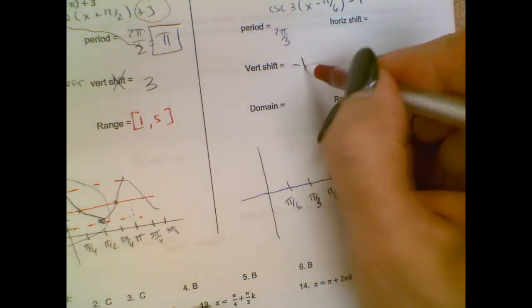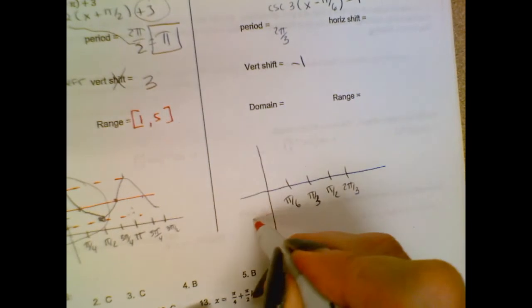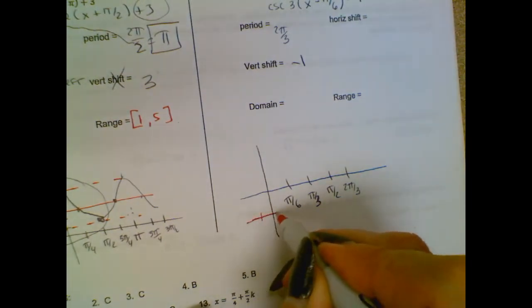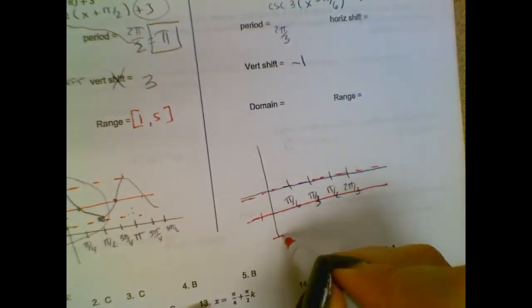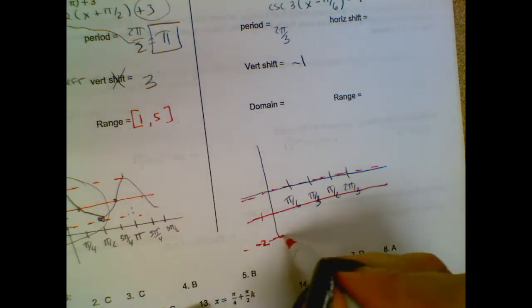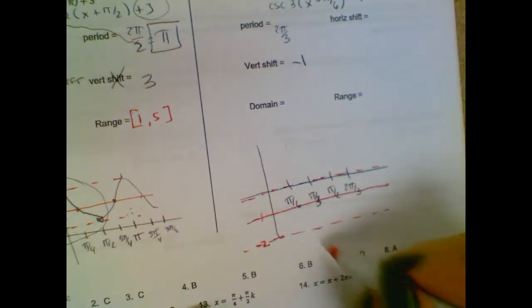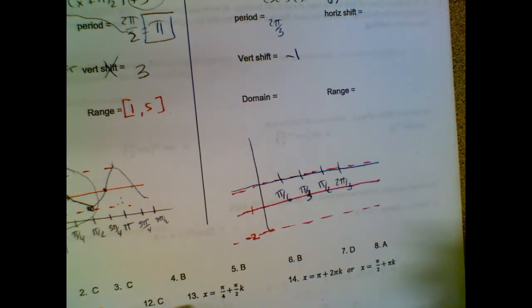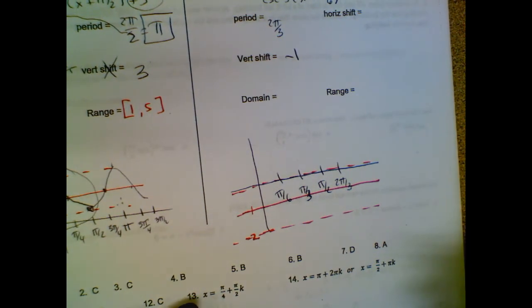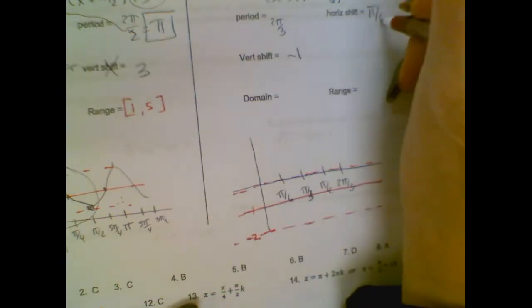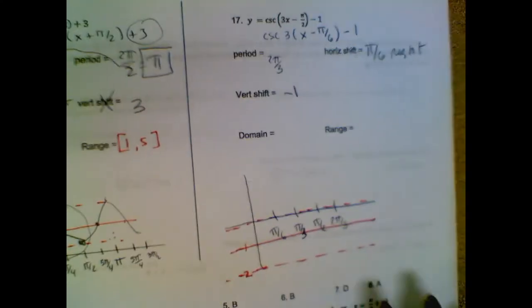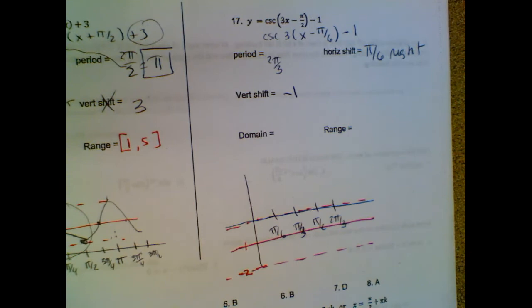The vertical shift is -1. Amplitude is 1, so you're not going to go any higher than the 0 and -2. Actually, since it's cosecant, you're going to be higher than this and then lower than this. Your domain, you will have some restrictions here. Horizontal shift is going to be pi over 6 to the right. I'm going to save the domain and range for when I graph this.